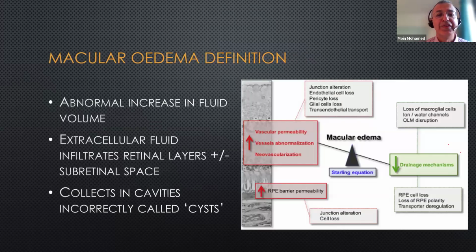So that whole definition of edema is just an abnormal increase of fluid volume, and it's extracellular fluid. So fluid is either in the cells or outside the cells, but the retina and brain are very, very tightly regulated, very highly metabolically active tissue. So this is fluid seeping into the space between cells.